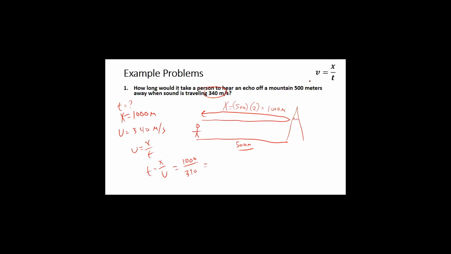So the key here is they gave you the meters to the mountain, but they didn't give you the meters of actual echo travel. Here we're asked about the echo. So since we're asked about the echo, we have to realize that the distance that the echo traveled is actually twice as long. It had to get to the mountain and it also had to get back.